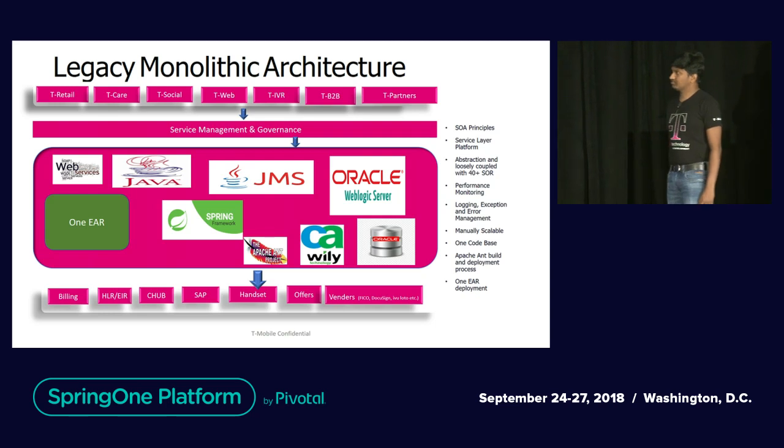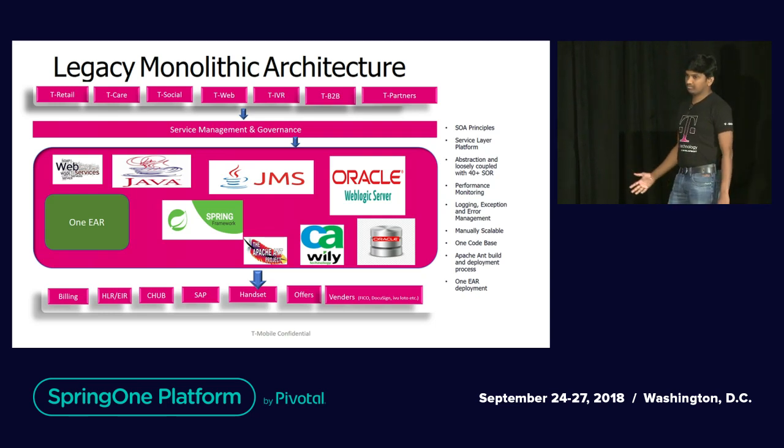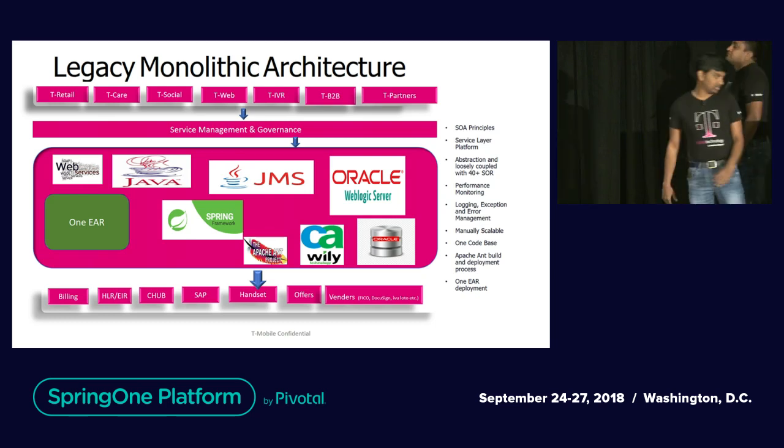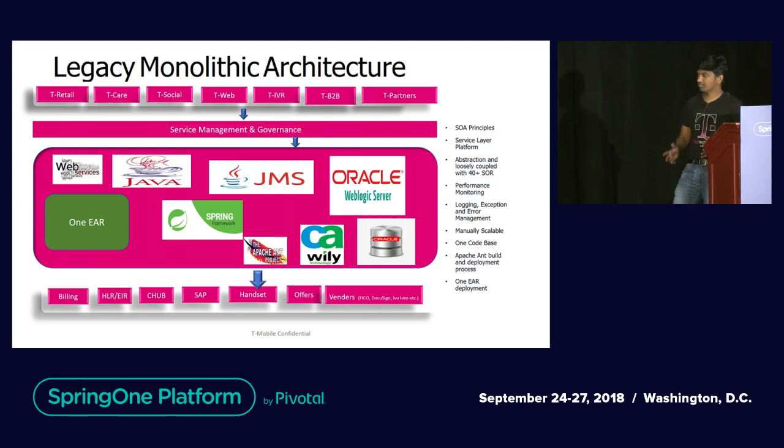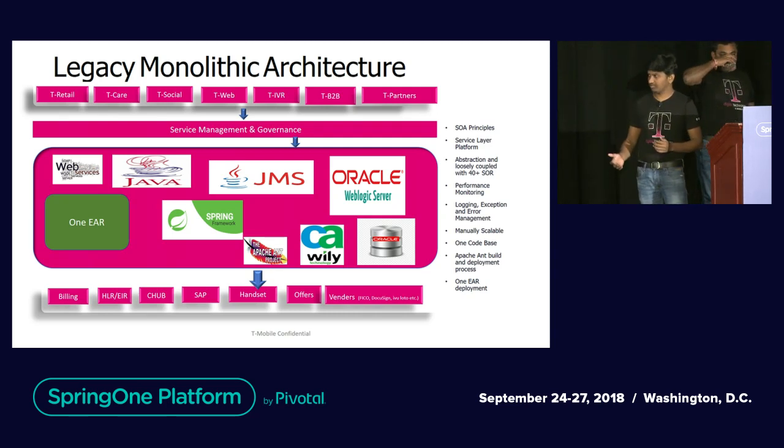And the RSP application follows our principles, a service layer platform. It has more than 40% abstraction to the systems of record. We had a logging framework. It can be manually scaled, has a single code base, and is a single EAR deployment. So this architecture has really worked well for us, as some of the processes in this are automated, like the generation of the WSDL, the generation of the service implementation, and the implementation of the skeletons are automated.